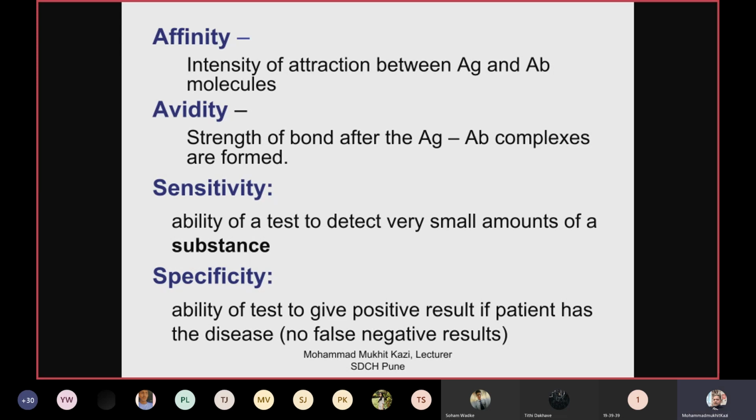What is specificity? The ability of a test to give a positive result only if the patient has the disease. Otherwise, if the test is highly sensitive, you will get false positive reactions also. To avoid those false positive reactions, we need to have specificity of that test to detect that particular infectious agent which is there in that patient's body or host. So there are no false results if the test is highly specific.